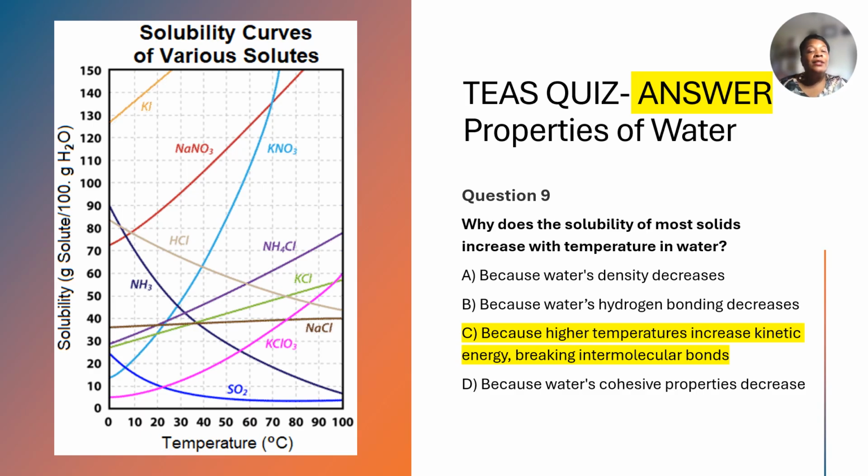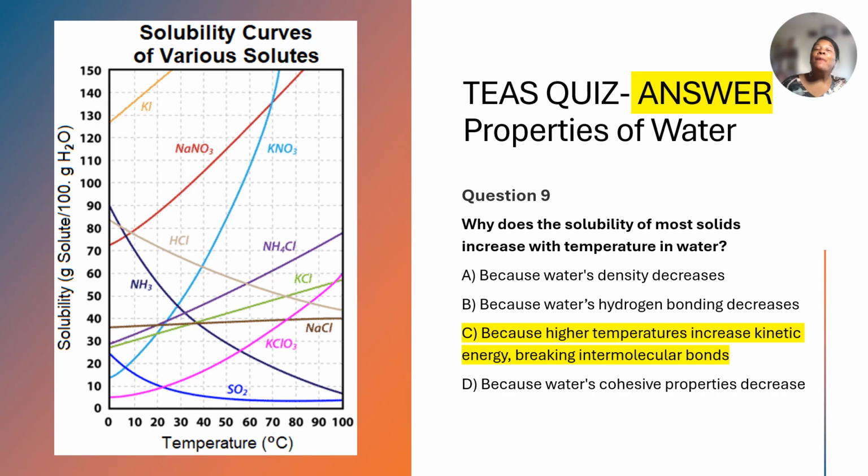So when you look at letter C, as the correct answer, as temperature increases, the kinetic energy of both the water molecules and the solute molecules increases. So this additional energy helps to overcome the intermolecular forces holding the solute molecules together in the solid state. So when these bonds are broken, the solid molecules can more easily disperse and interact with the solvent molecules, thereby increasing solubility. Okay?